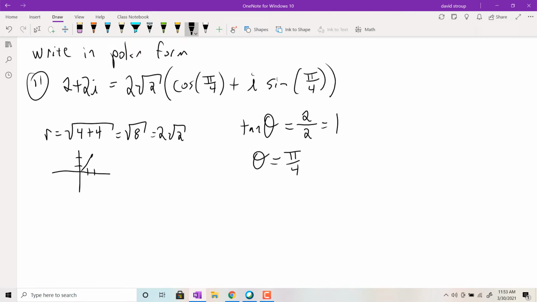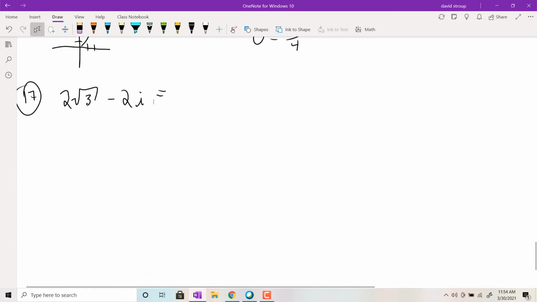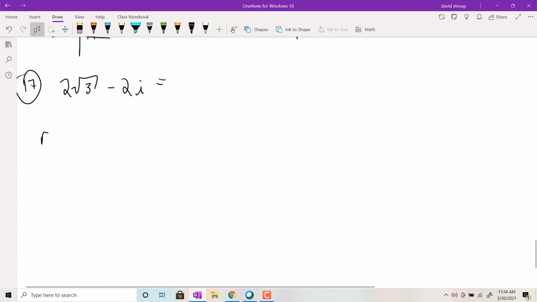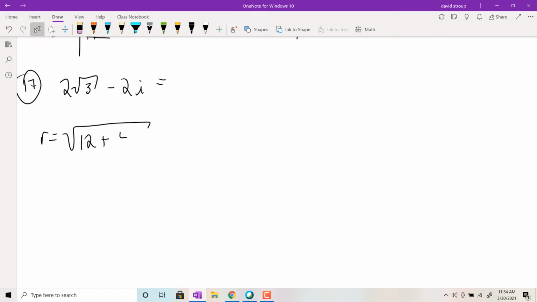Okay, let's look at another one of these. This is number 17 from the book. So we have z is 2 radical 3 minus 2i. And again, we want to put it in polar form. So our r value, of course, is the square root of 2 root 3 squared, which is 4 times 3, which is 12, plus negative 2 squared, which is 4. So that's just going to give us root 16, which of course is 4.